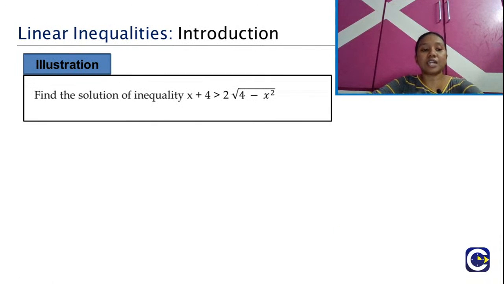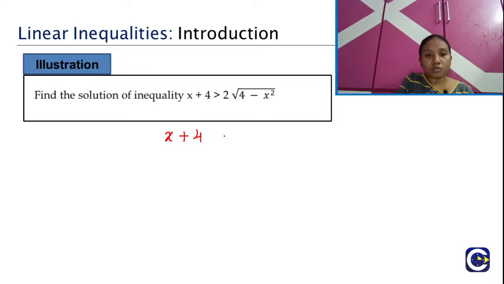So let's start solving a square root inequality with an example. Here comes the first one. What is the inequality given here? x plus 4 greater than 2 root of 4 minus x square. There is only one way to solve a square root inequality: we have to square it on both sides.